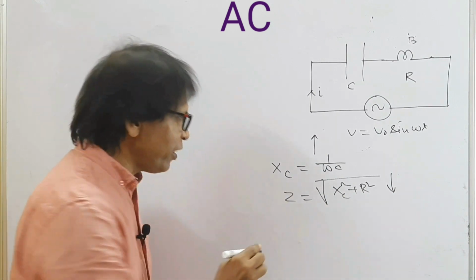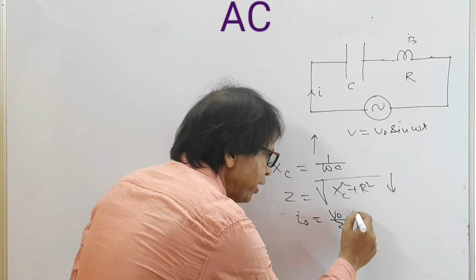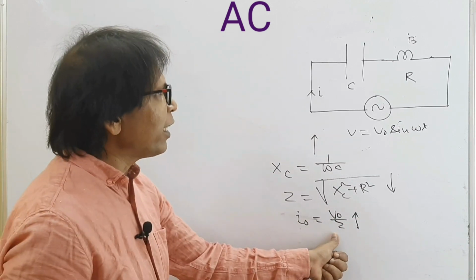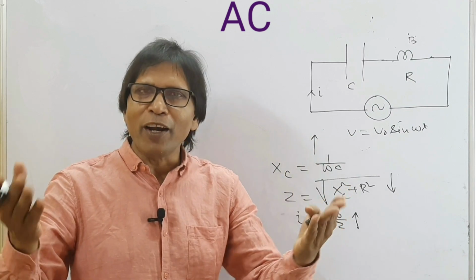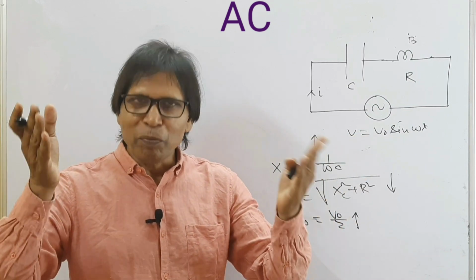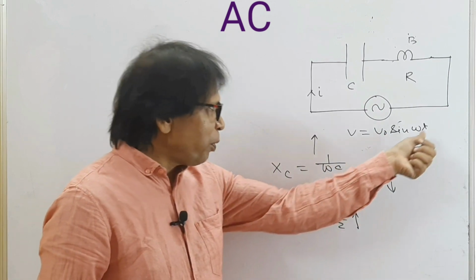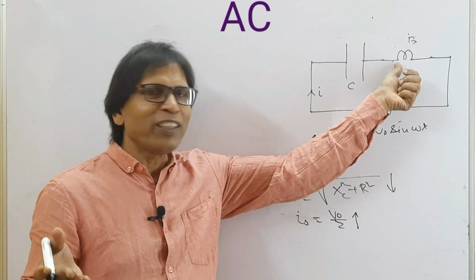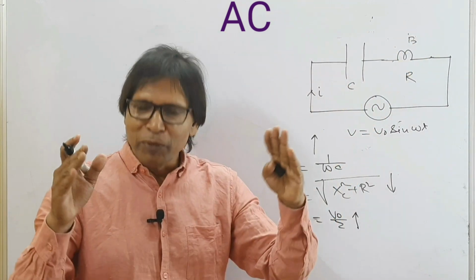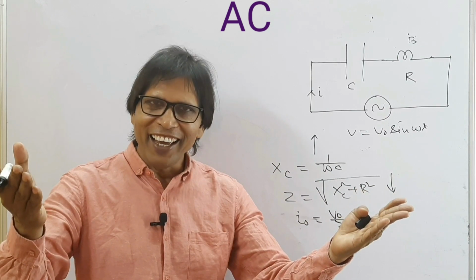As Z decreases, current I naught equal to V naught by Z increases. As current increases, heat produced in the filament coil also increases. Therefore, brightness increases. Therefore, if frequency of the AC source increases, brightness also increases. Frequency decreases, brightness decreases. Okay?